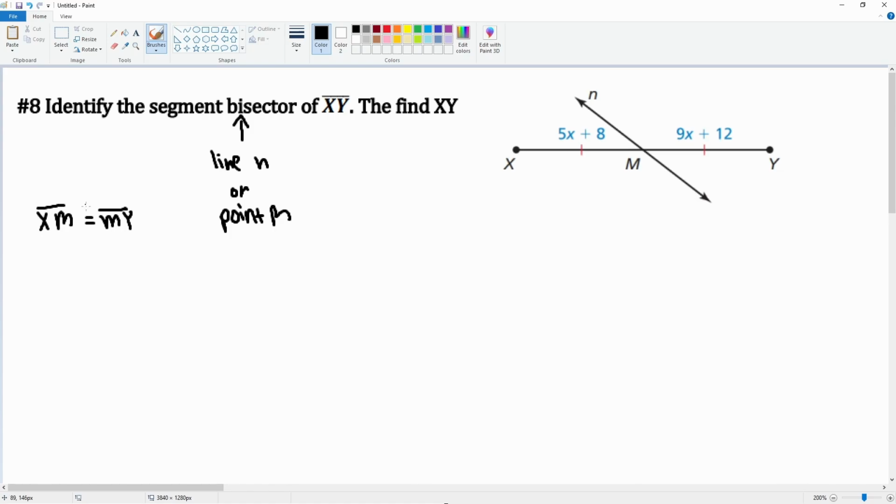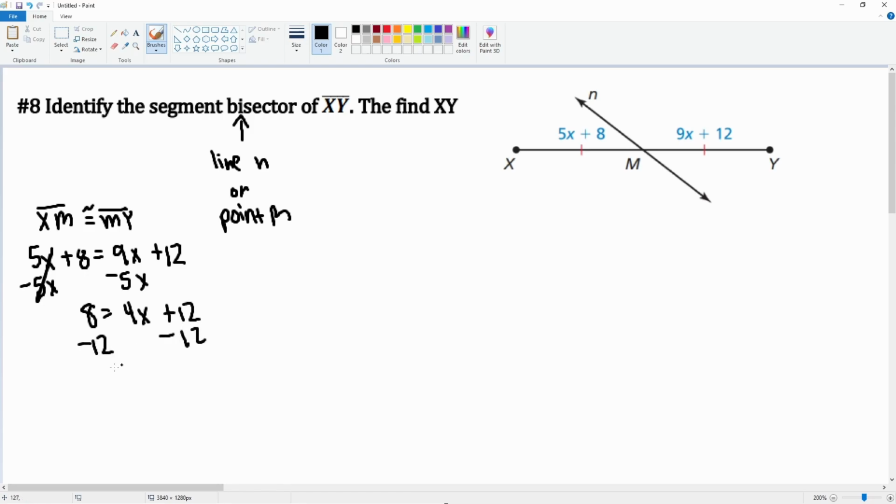Those parts are congruent. So we can set up the equation 5x + 8 = 9x + 12. Now you can solve for x. Minus 5x on both sides. This cancels, leaving you with 8 = 4x + 12. Minus 12 on both sides. This cancels, leaving you with -4 = 4x. Divided by 4, divided by 4. This cancels. This is -1 = x.